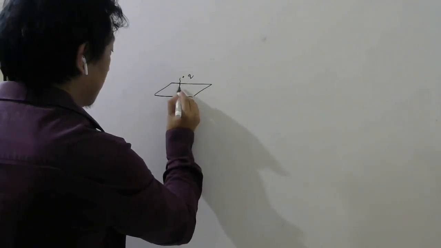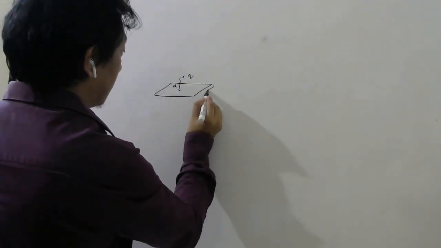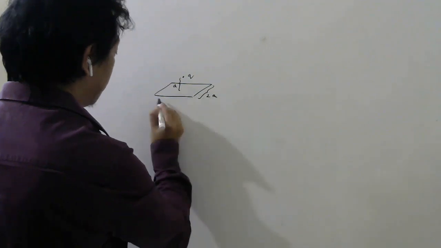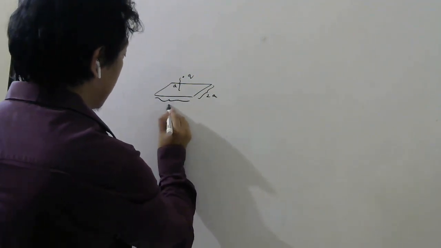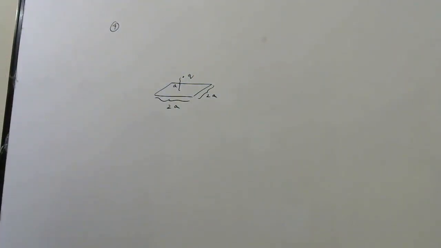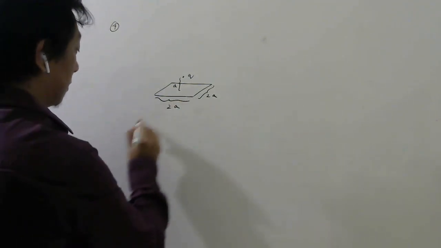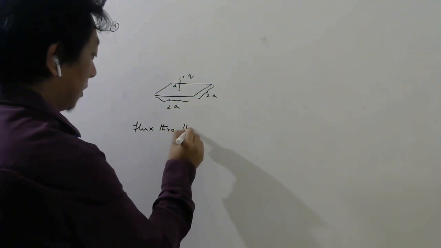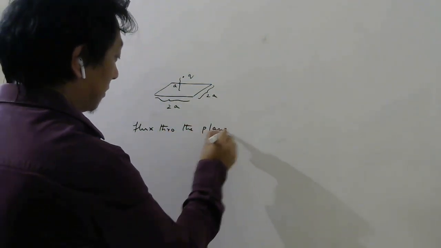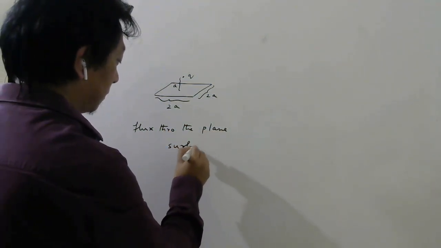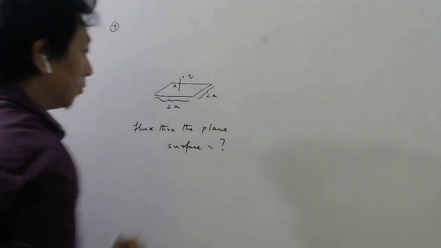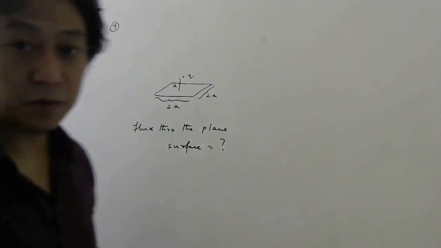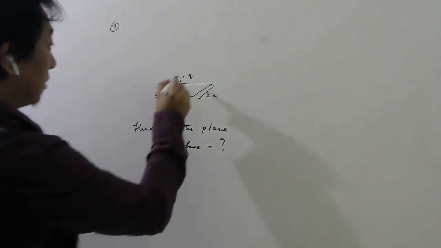So this distance is A and this side is 2A. This side is 2A. So the question is to find the flux through the plane surface. First of all, will there be flux through this plane surface? Will there be flux or not? Yes, because this is a charge.